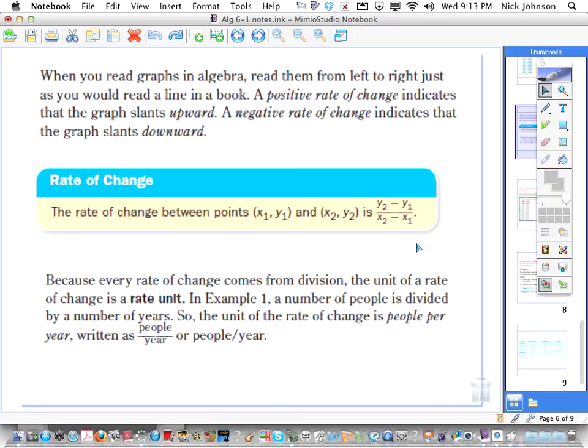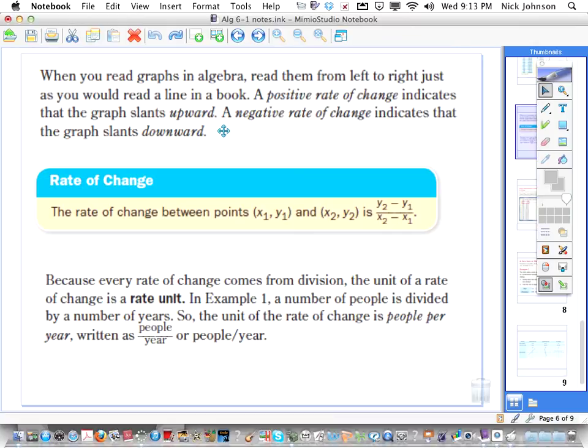When you read graphs in algebra, you read them from left to right just as if you would read a line from a book. A positive rate of change indicates that the graph slants upwards. A negative rate of change indicates that the graph slants downwards.